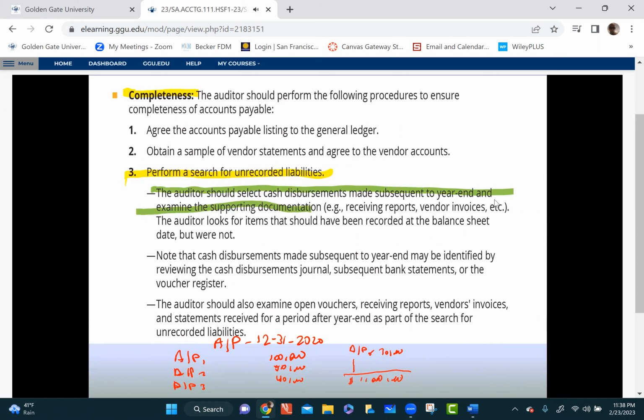Okay, so is there some way that I can make sure, because this is scary for the auditor, what if they didn't list an account payable here? Maybe there's an account payable that they didn't list, right? So I want to try to find one that isn't listed here that should be. So what do I do? Well, I look at the January, February 2021 cash disbursements.